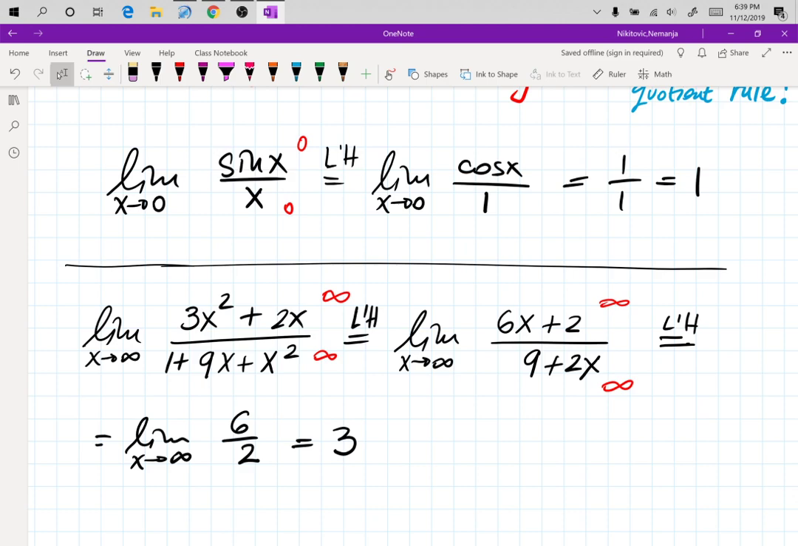We're going to take a look at a couple more examples before we get into the spicier stuff in this section, which is, you're going to see 0 times infinity, infinity minus infinity, and a whole bunch of other stuff.